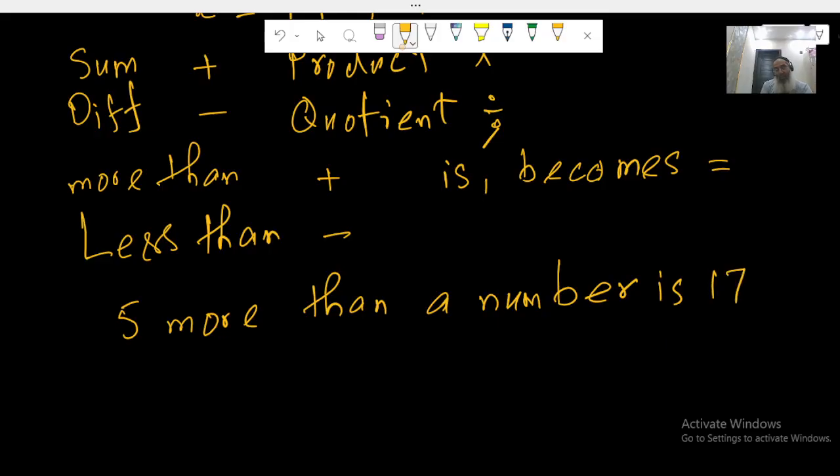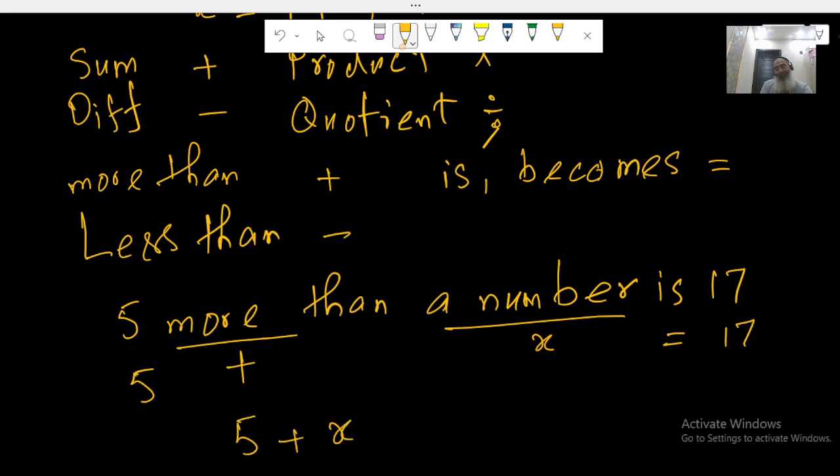The number itself is x. What number is that? Unknown. We don't know it, but it's x. 5 more. More means addition. Here 5 plus x is equal to 17. So this is the equation.